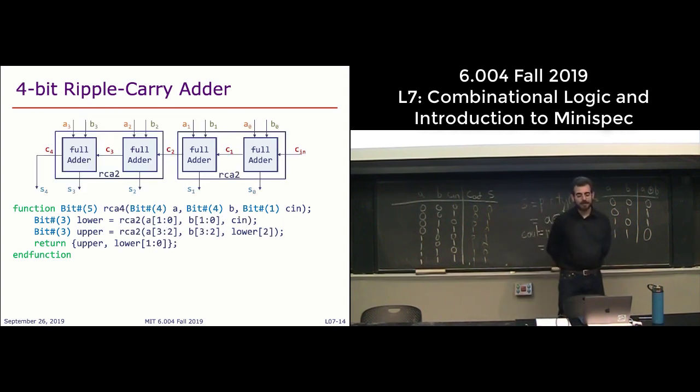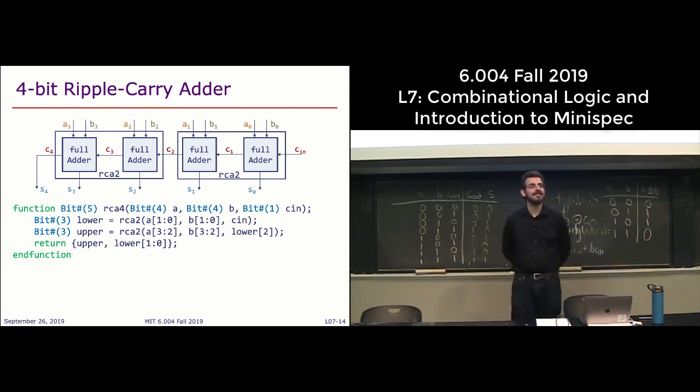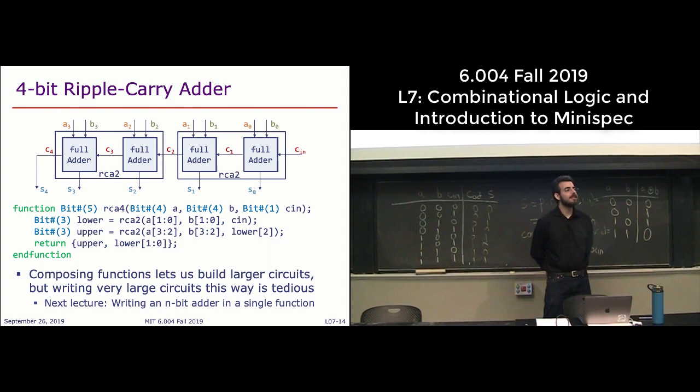Then we can keep building things up and build our 4-bit ripple carry adder from 2-bit ripple carry adders, right? So same strategy. We wire up 2 RCA2 circuits, lower and upper. We take the upper bit of the first RCA2 and then feed it into the second one. And what do we return? Well, the 2 lower bits of this lower and then the entire upper output. So you can keep going, right? Do RCA8, RCA16, RCA32.